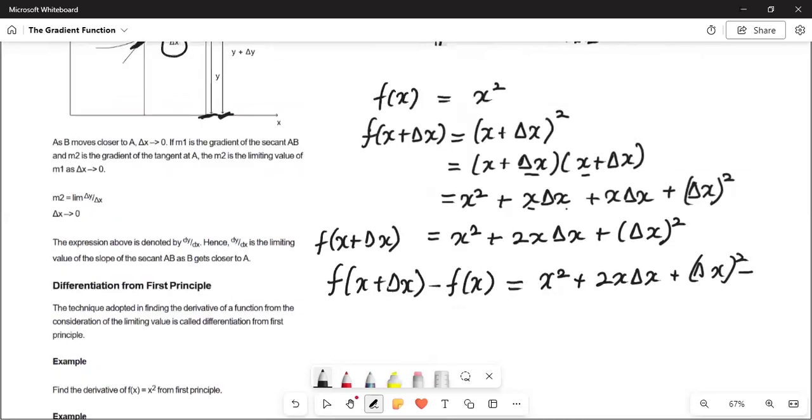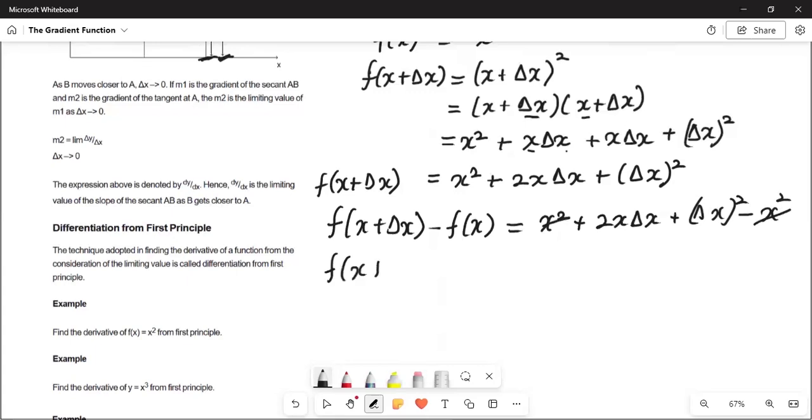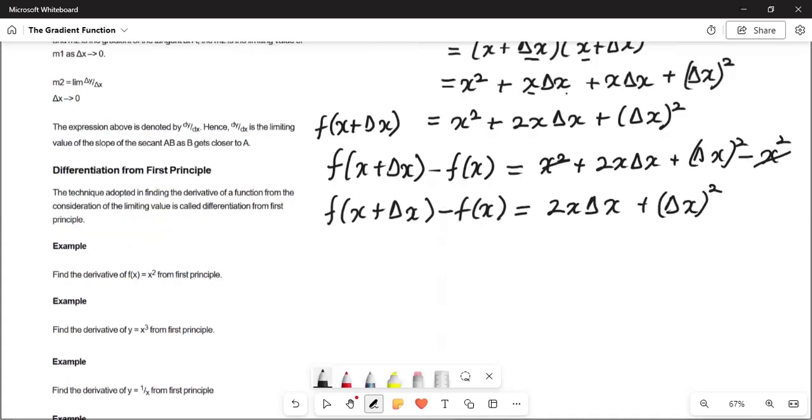So as I subtract f of x on the left-hand side, I have to subtract it on the right-hand side too, because I'm trying to arrive at that derivative from first principle. So minus x squared here, so that this will go. That means f of x plus delta x minus f of x is equal to 2x delta x plus delta x squared. And the last stage, again, what we are trying to arrive at is this. Let me write it here so I don't have to clean it again. F of x plus delta x minus f of x. Now we have f of x plus delta x minus f of x here, which is equal to 2x delta x plus delta x squared.